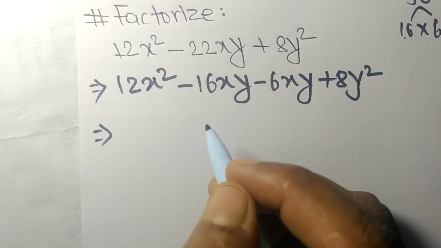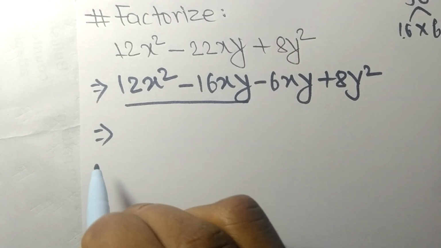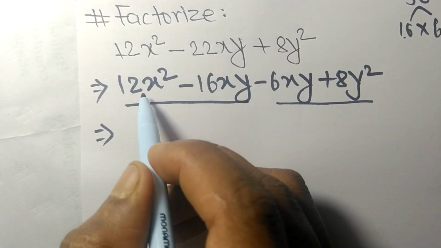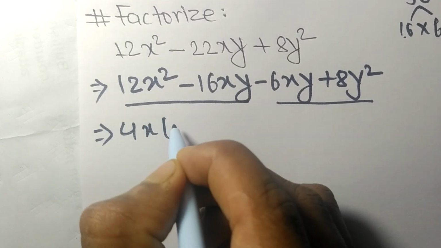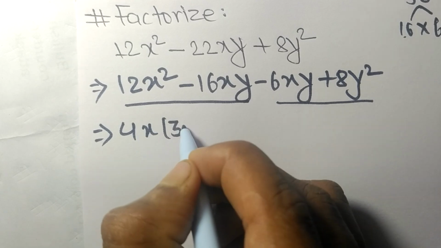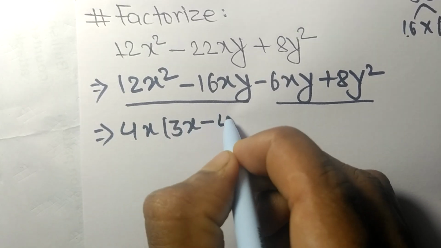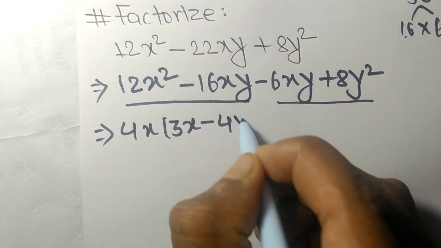So now we find the common factor in the first two terms and in the last two terms. The first two terms have 4x common. So 4 times 3 is 12, with 1x already taken, remaining is x. Minus 4 times 4 is 16, with x already taken, remaining is y.